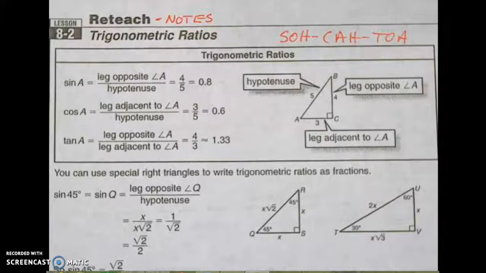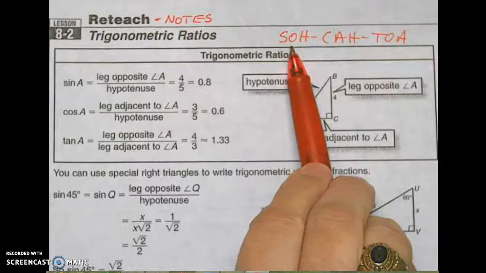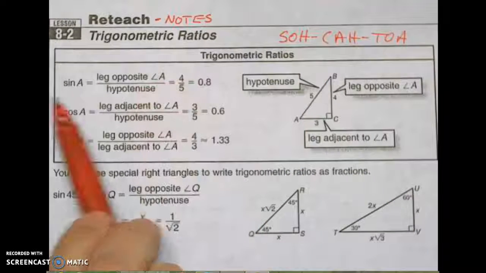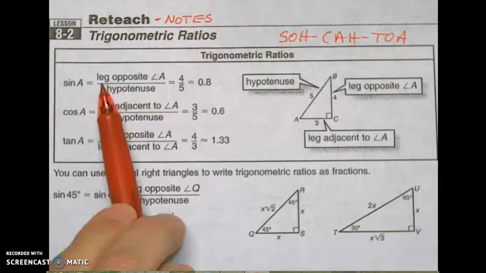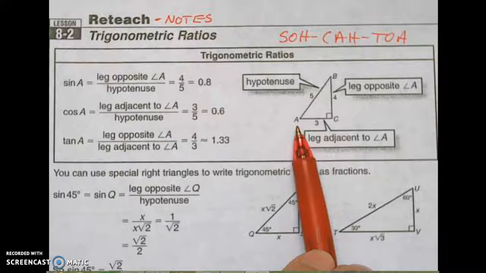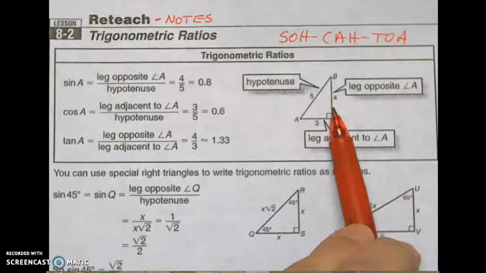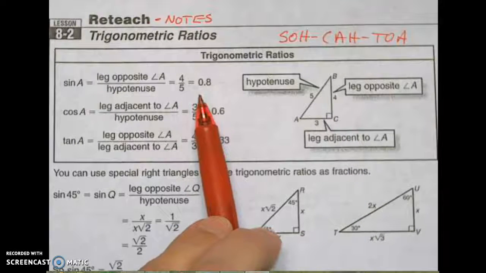That SOHCAHTOA battle cry helped me remember that the sine of my angle is the opposite side over the hypotenuse. So if I'm looking at the definition they're giving me, the sine of angle A, the leg opposite angle A over the hypotenuse. If I look at angle A, the opposite side is 4, the hypotenuse is 5. Gives me my fraction 4/5, which is 0.8.